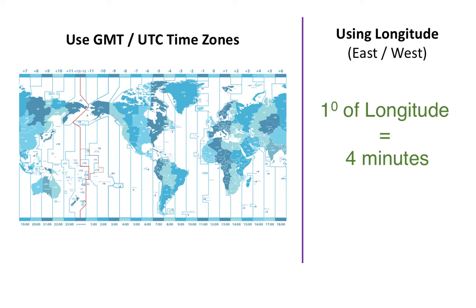The first one is the zones, using the GMT or UTC time zones when we're calculating the difference in our zone locations, or using the longitude difference between the two cities, where 1 degree of longitude is equal to 4 minutes. So you might have problems that use either one of those methods to calculate our time zones. So it's important that we are familiar with both of those methods. So now let's go ahead and have a look at our example.